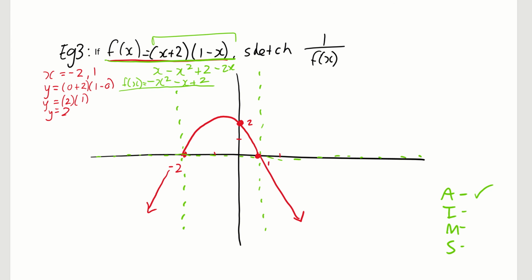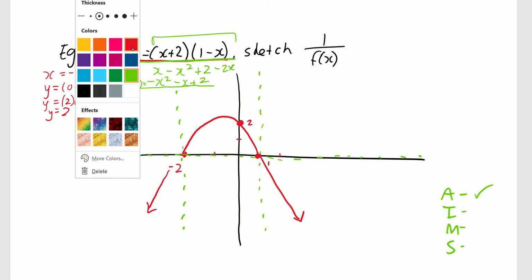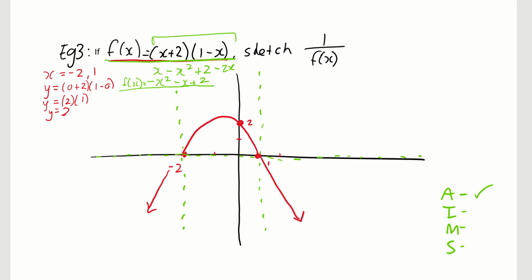Intercepts. There's no x-intercepts on this graph because of that asymptote at y equals 0. So let's find any y-intercepts that we may have. We can find y-intercepts by subbing in x equals 0. Let's do it. f of 0 is going to give me (0 plus 2) times (1 minus 0), which is 2 times 1, which gives me 2. So there's a y-intercept at 2. Interesting. All right. So now I know that I've got a y-intercept at the number 2.